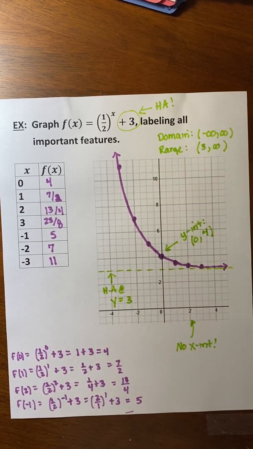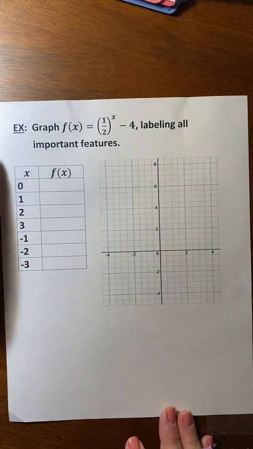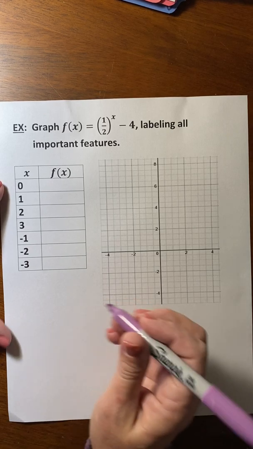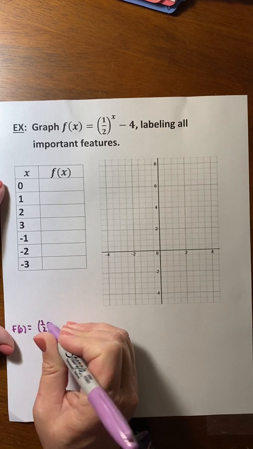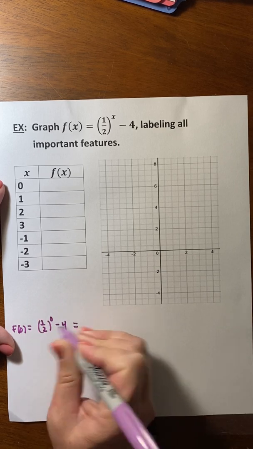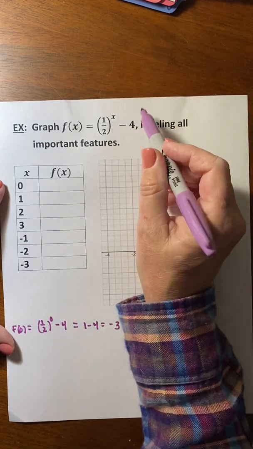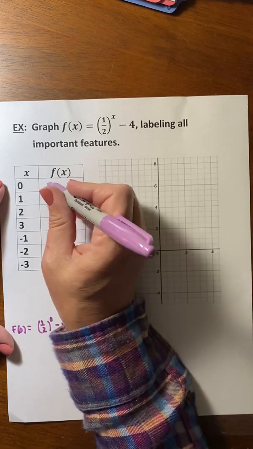All right, let's try one more. Graphing. All right, 1/2 to the x power minus 4 this time. So 1/2 to the x power minus 4. Well, at 0, f of 0 will be 1/2 to the 0 power minus 4. Well, 1/2 to the 0 power is 1. 1 minus 4 is -3. Now I'm going to give you a hint. I know my horizontal asymptote is going to be at -4.